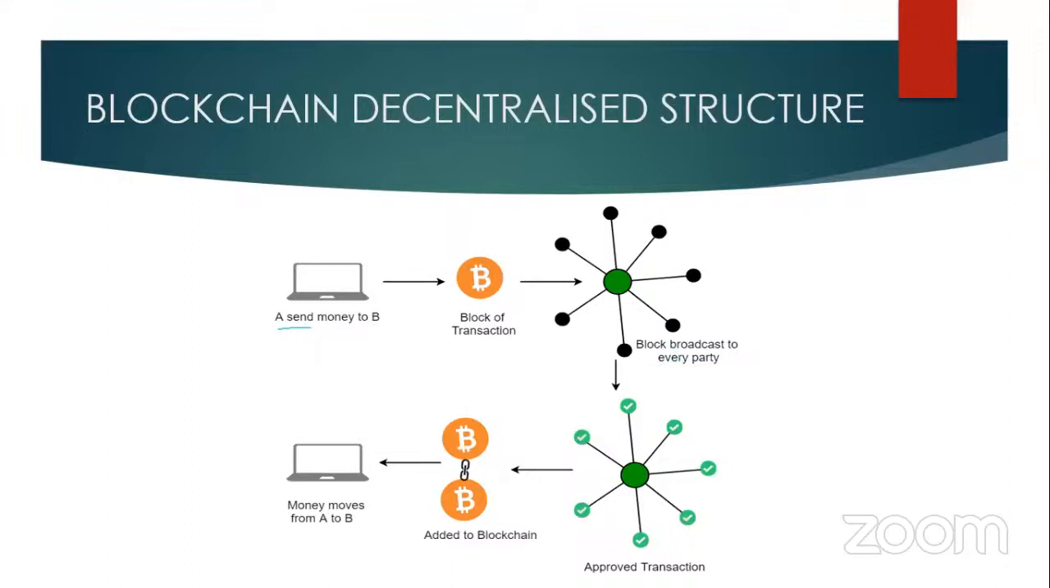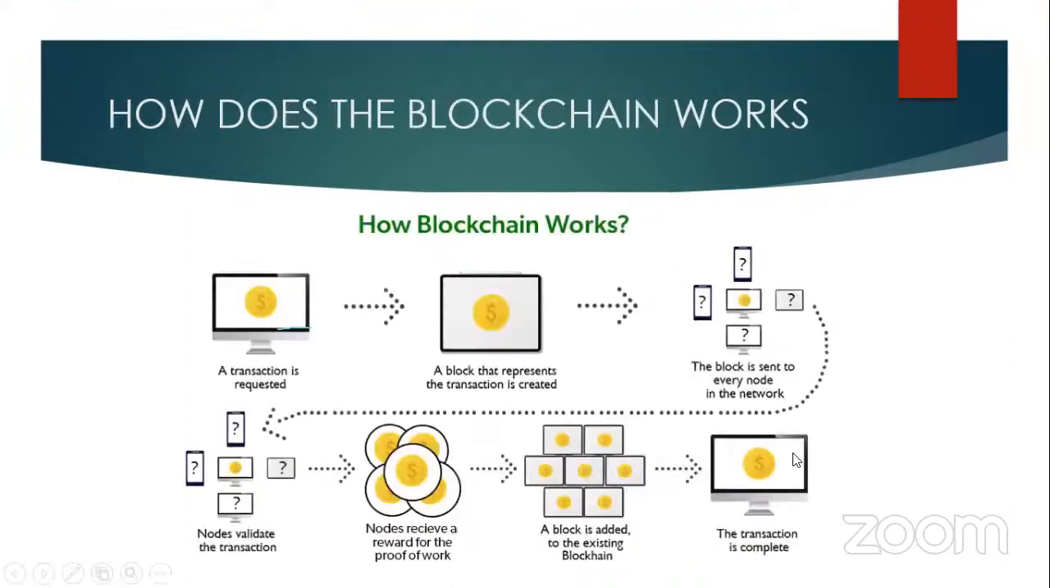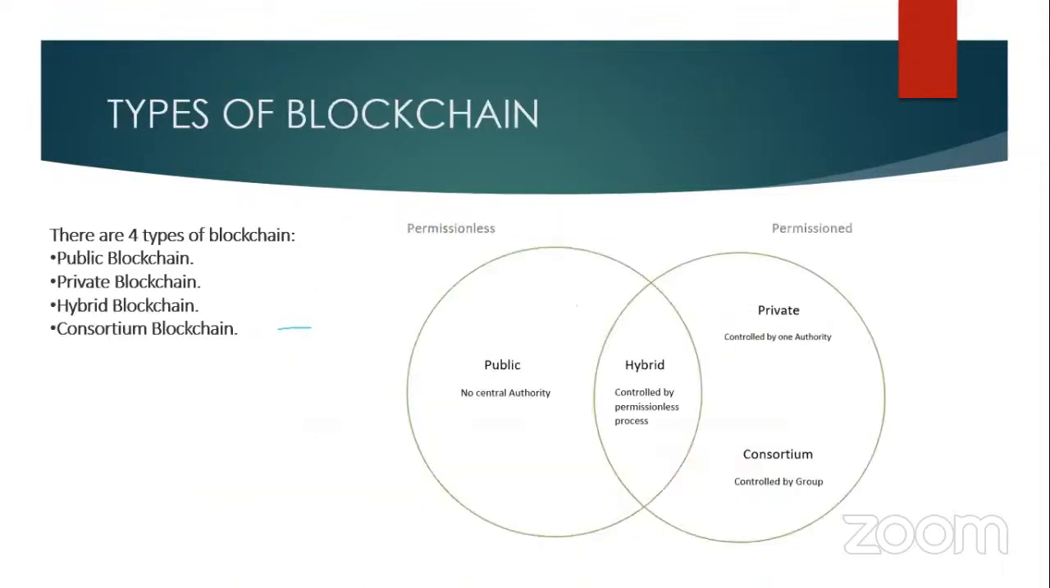Now, the next thing we'll talk about: I've simply explained it. A transaction was requested, the block that represented the transaction was created. Now the block is sent to every node in the network. Every node validates it, and those nodes also receive a reward for doing that, which is what we call the proof of work. Then the block is added to the existing chain, and the transaction is completed.